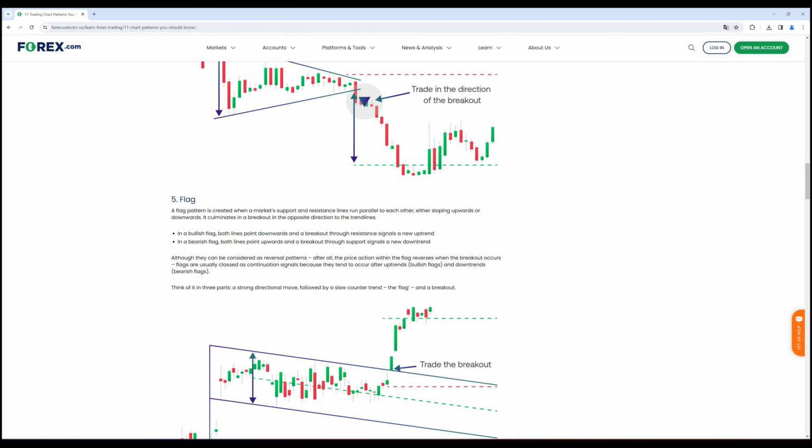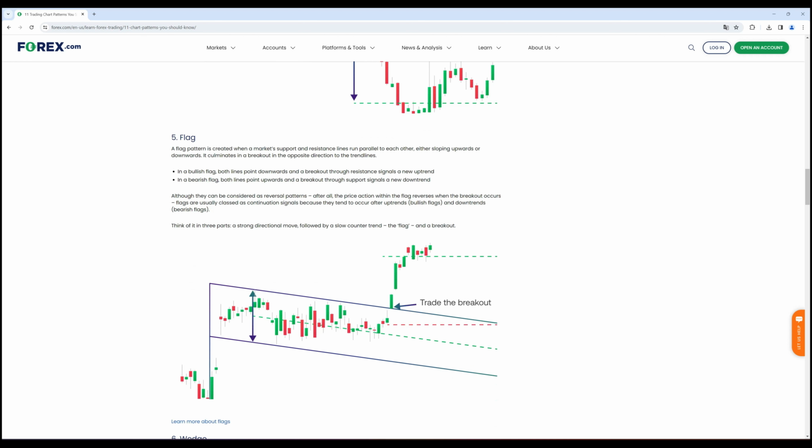The flag patterns are created when a market's support and resistance lines run parallel to each other. As you can see right here, they run very parallel within each other, either sloping upwards or downwards, and it accumulates in a breakout in the opposite direction of the trend lines. So in a bullish flag, both lines point down, with a breakout through the resistance signal. As you can see, the trade of the breakout, you can see it's going down.